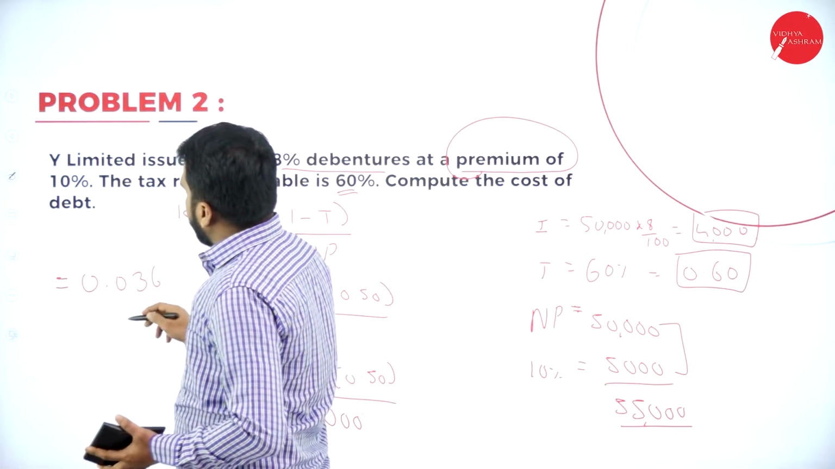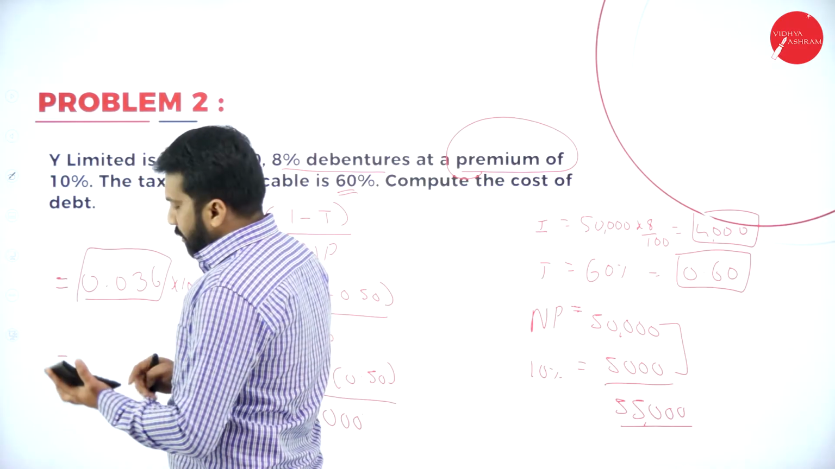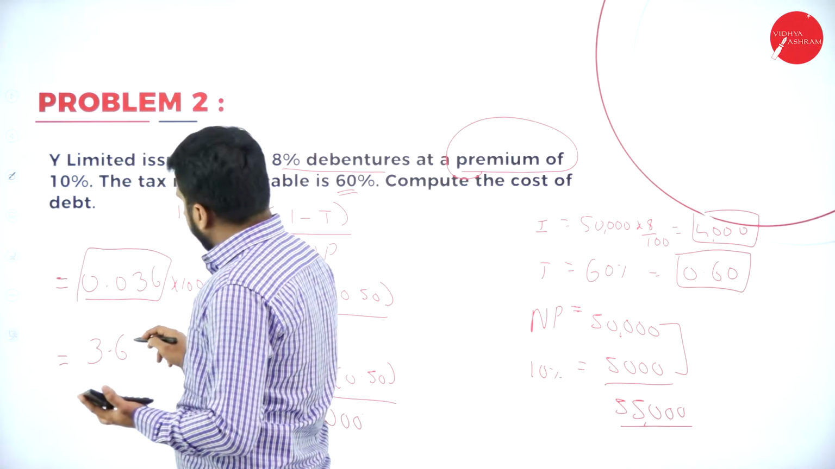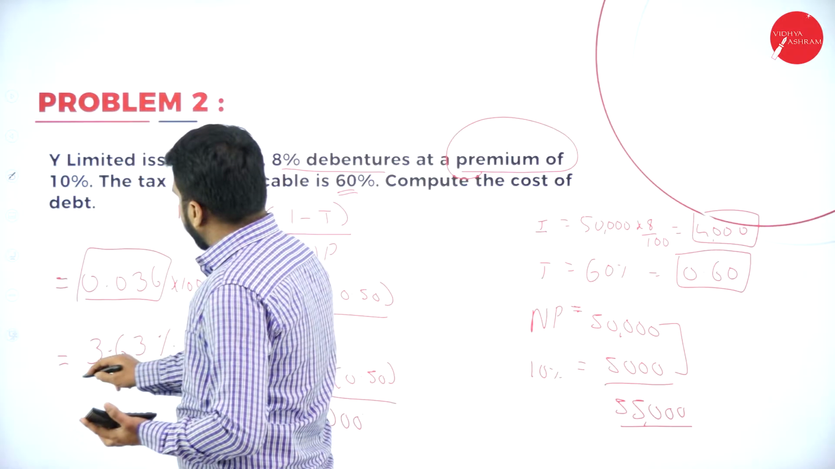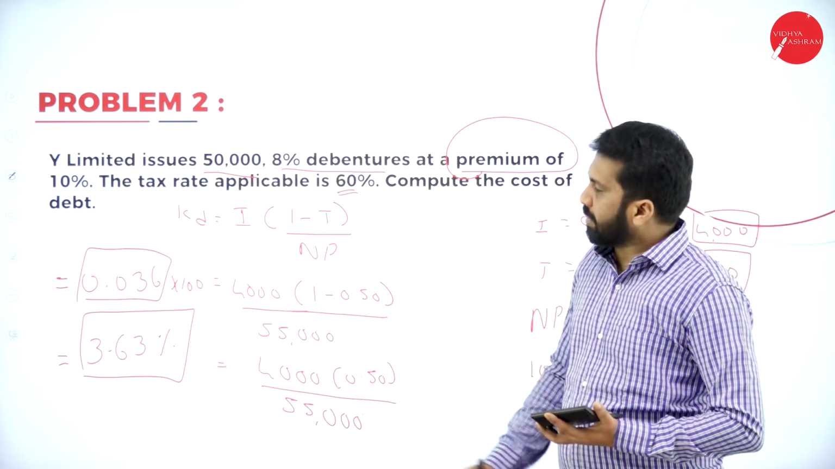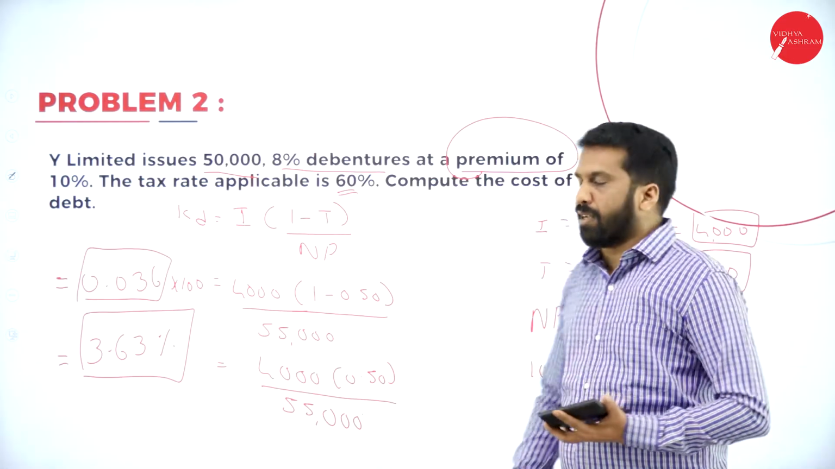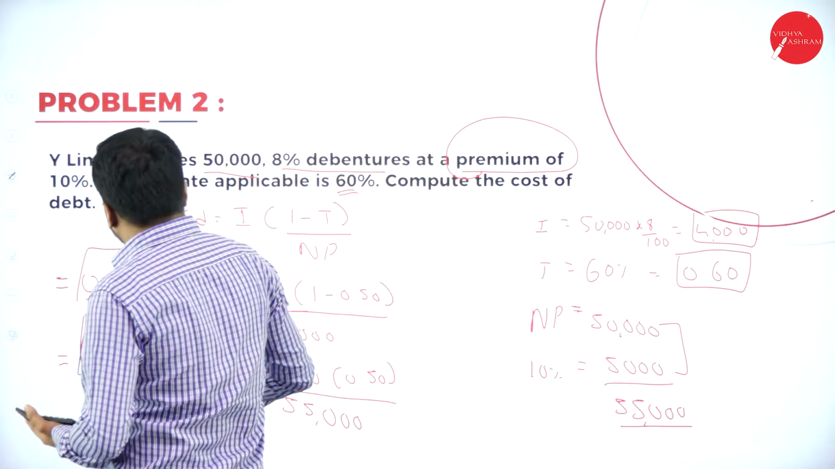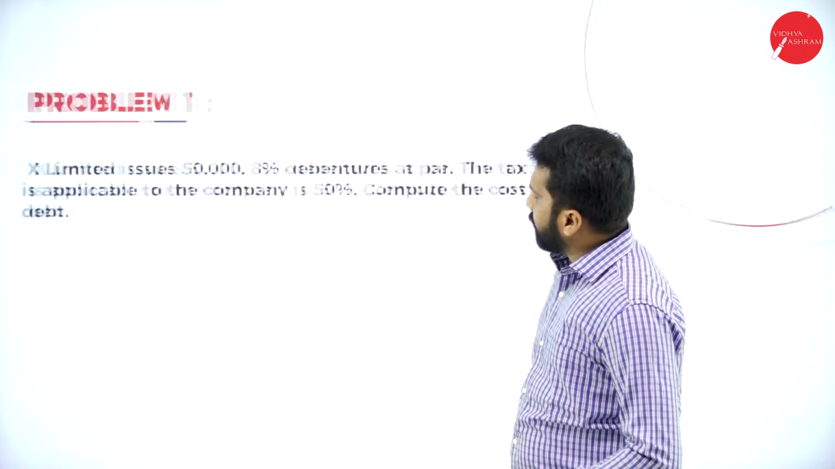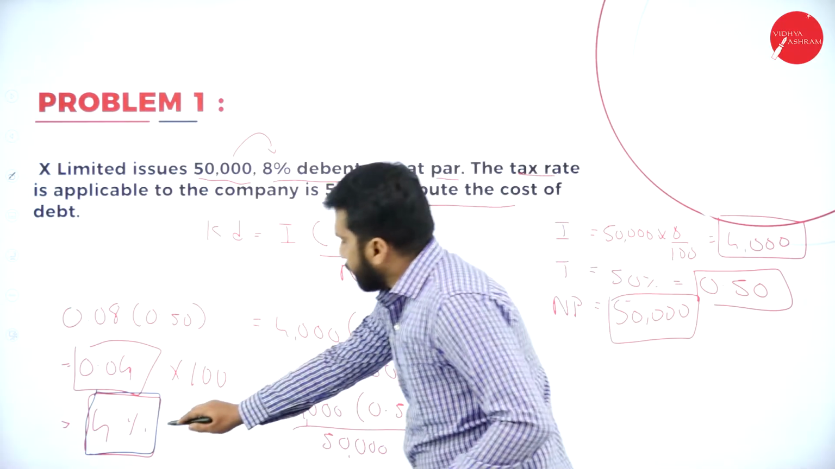0.036. Now, I want this answer in percentage. How do I go for this? So, multiply with 100, it will be 3.63%. Hope you understood. This is all about your answer. What is the answer? 3.63%. I will write it in a different color so that you will understand better. This is your final answer. Similarly, I'll go back to your previous one. So what is your final answer? This is your final answer.